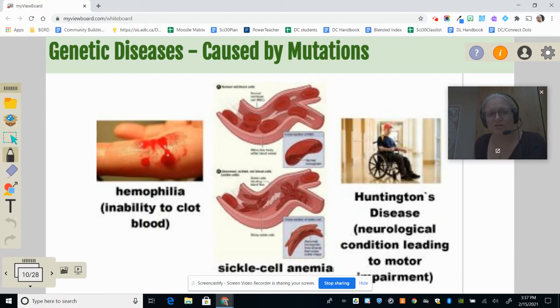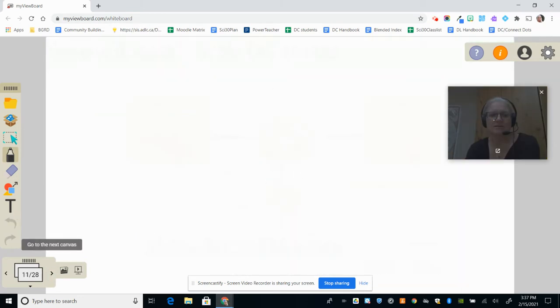All right, so let's go back to some of these genetic diseases that can be caused in humans by these mutations. The first one, we've been talking a lot about hemophilia, that's the inability to clot blood. And we've also mentioned way back in that first chapter sickle cell anemia, and then Huntington's disease. So we're going to take a look at a couple of these, and how they occur.